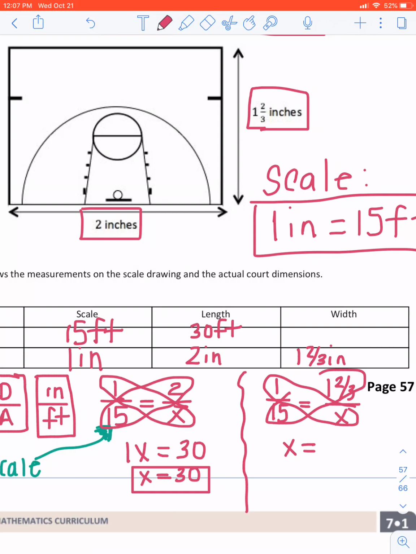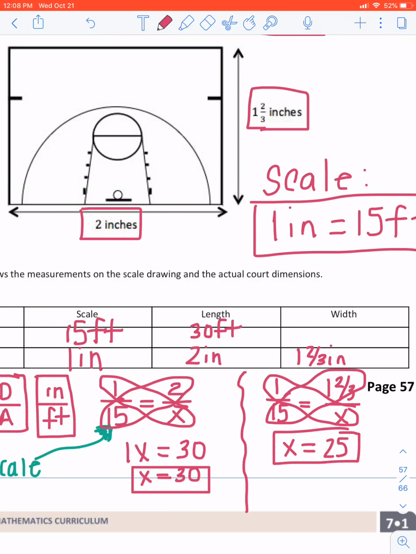And 15 times 1 2/3. Now we're going to do that in the calculator. Remember, if you have the old calculator, you're going to use the ABC button. If you have the new calculator, you're going to just use that little mixed number button. So 15 times 1 2/3 gives us 25.